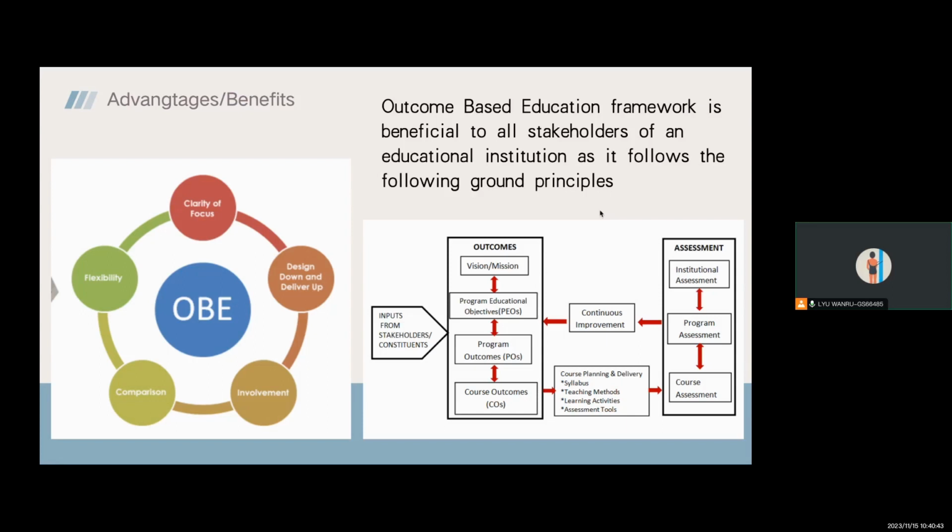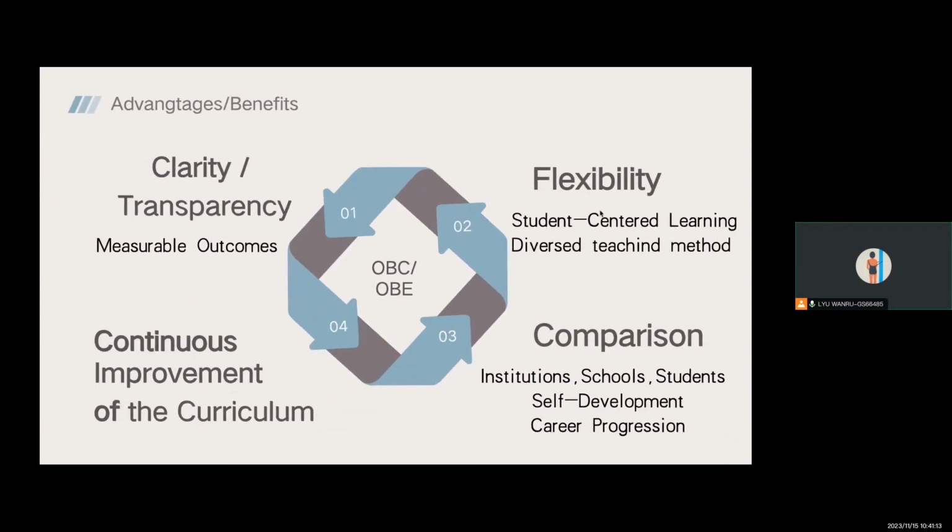Now let's have a quick look at the advantages of OBC. Study says that OBC results in increased student and teacher self-esteem, higher academic success for more students, decreased dropouts, and several other benefits. Outcome-based education framework is beneficial to all stakeholders of an educational institution as it follows the following ground principles. First one is transparency and clarity.